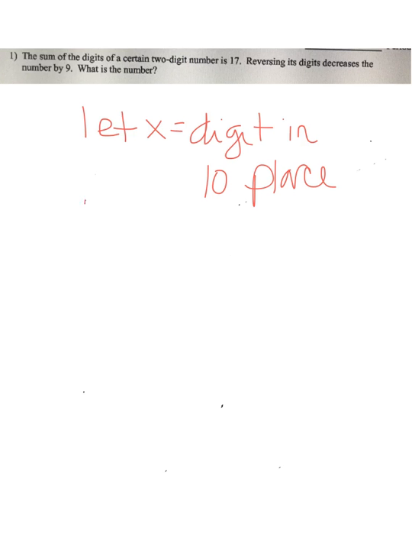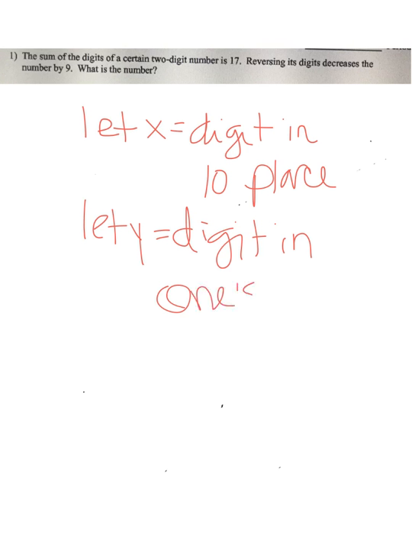So we're going to let x equal the digit in the tens place. We're going to let y equal the digit in the ones place. It says that the sum of the digits of a certain two-digit number is 17. So that means that x plus y equals 17. That's my first equation.